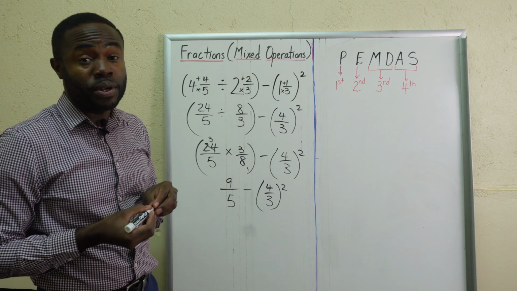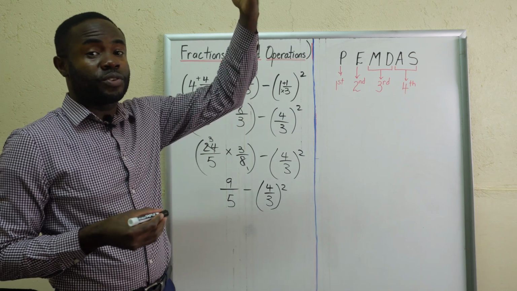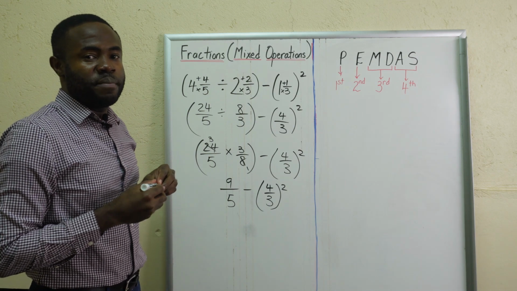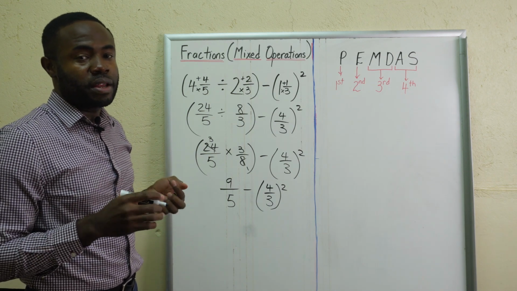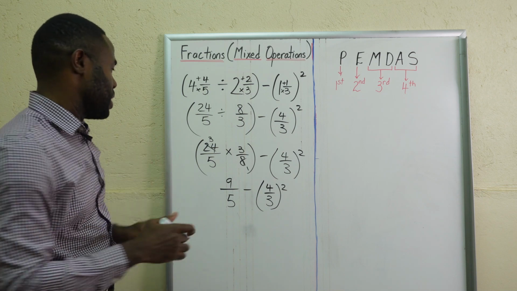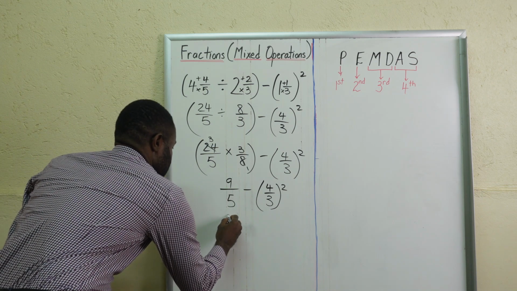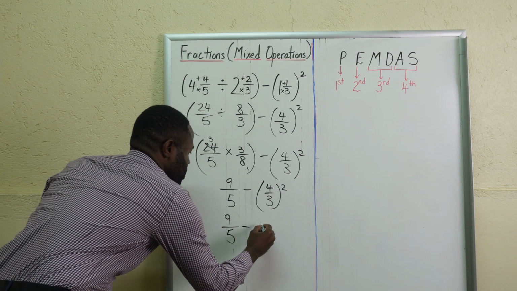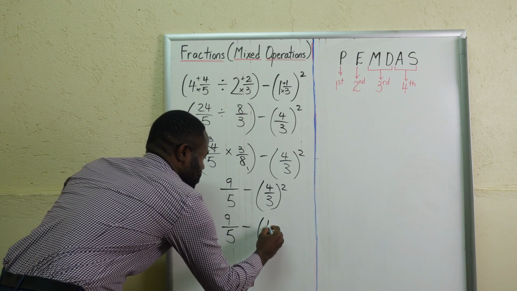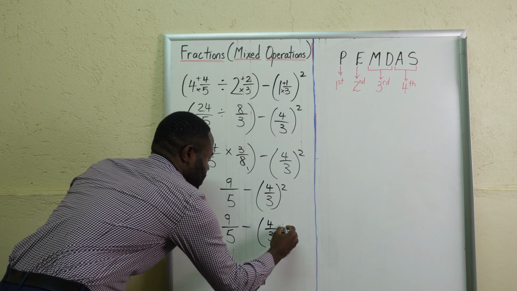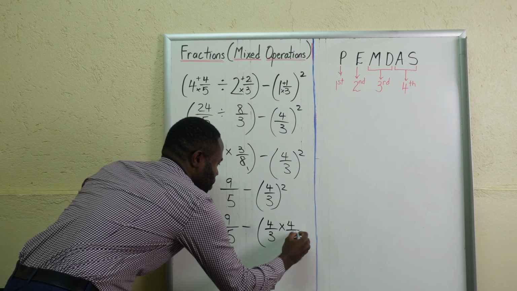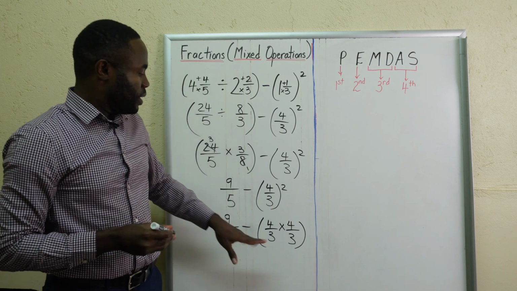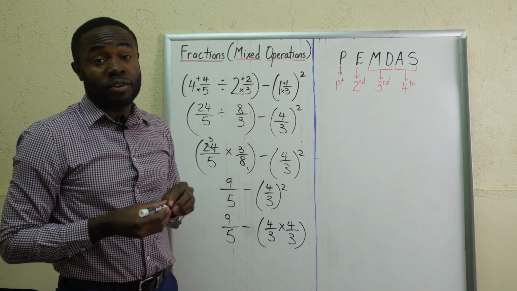What does it mean when you square something? What does it mean when something is raised to the second power? Good. It means you multiply what's inside the bracket by itself twice. So it's going to be 9 over 5, write back that portion, put back the subtraction, put it in bracket, so it's going to be 4 over 3 times 4 over 3. All right, cool. So now, there's nothing that we can reduce right there.